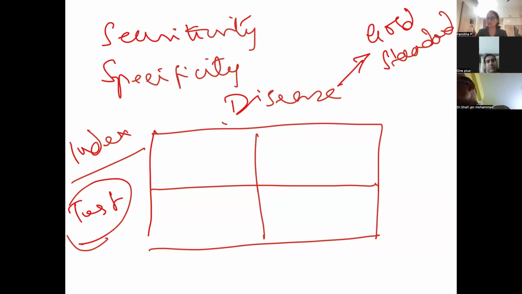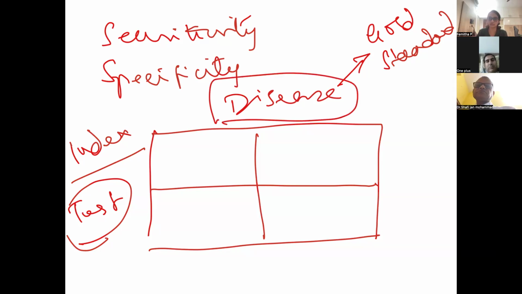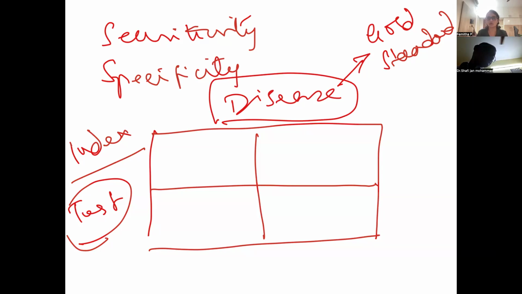So when you say disease is there or not, nobody has told you whether disease is there or not at that point of time. What you're actually comparing it to is a gold standard test. And the test that you are talking about is basically the index test, or whatever test you are going to select. Okay, so there are 4 possibilities that can come when you have a 2x2.